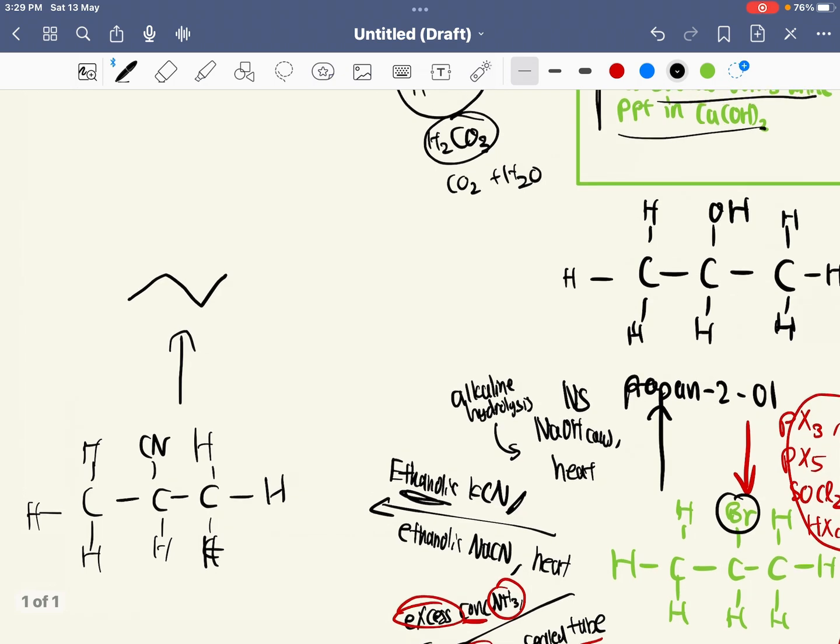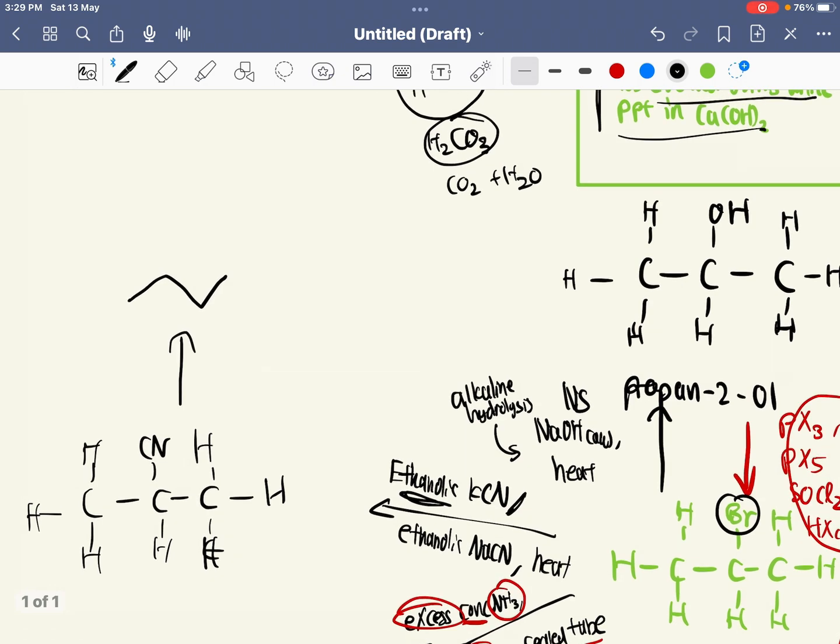And I just realized it's not supposed to be butane. You cannot form butane. Oops, that was a very wrong example. Okay, this is a possible product.